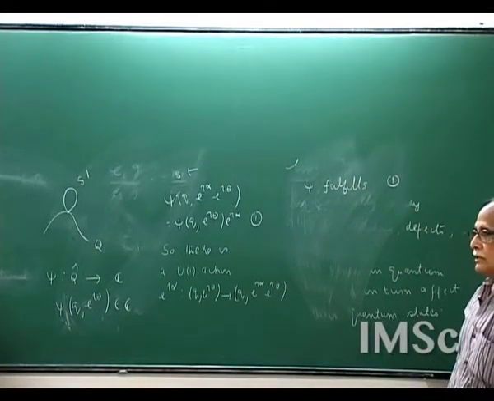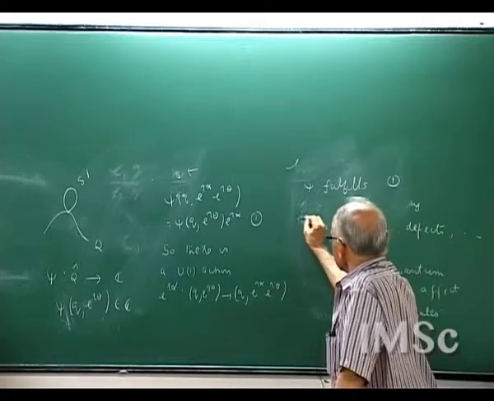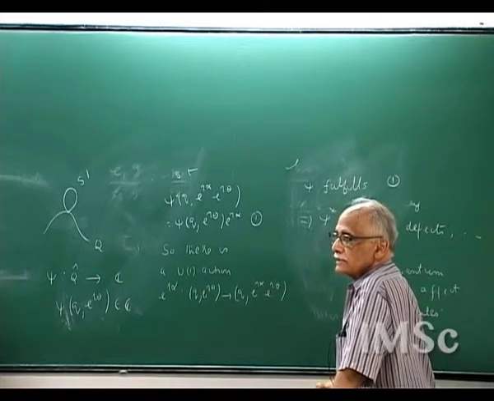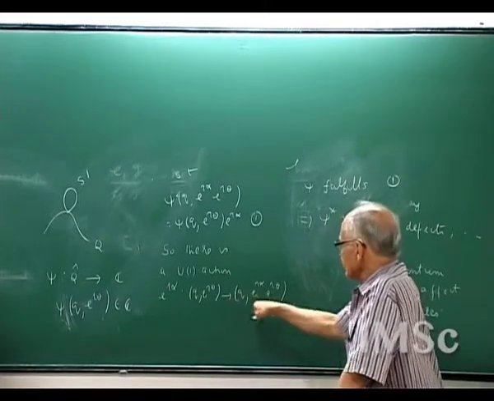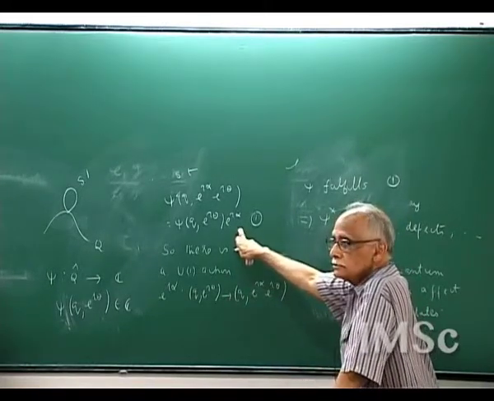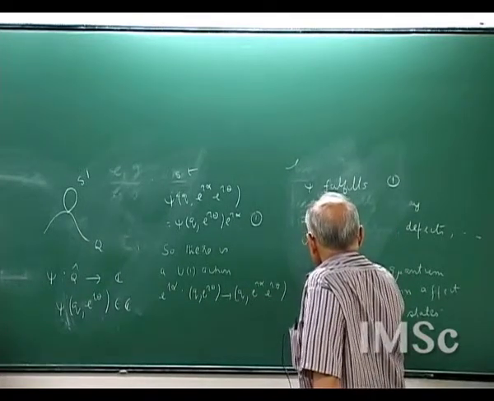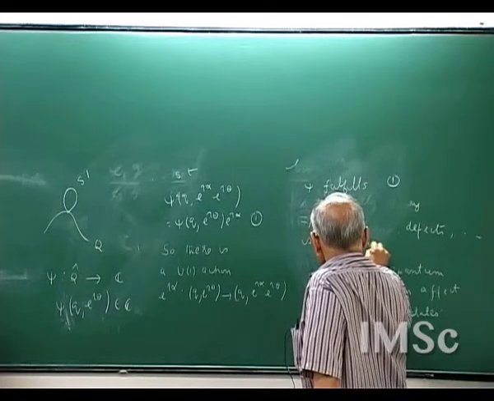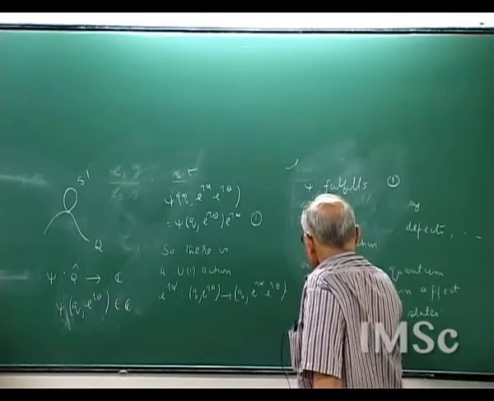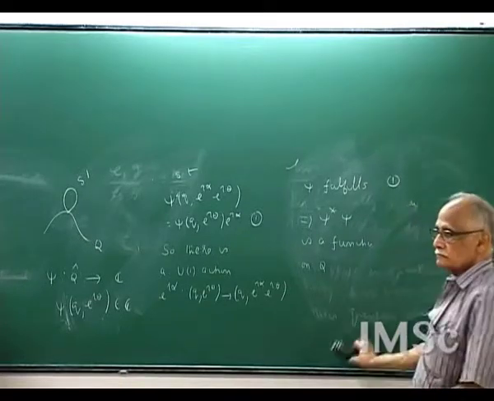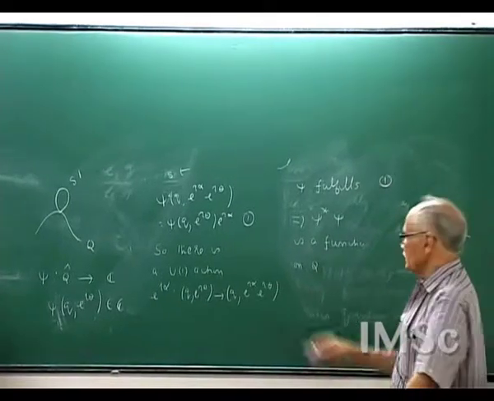This will imply that psi star psi is invariant by this, the phase cancels out. So this thing is a function on Q. So the probability interpretation is possible because this phase cancels out.